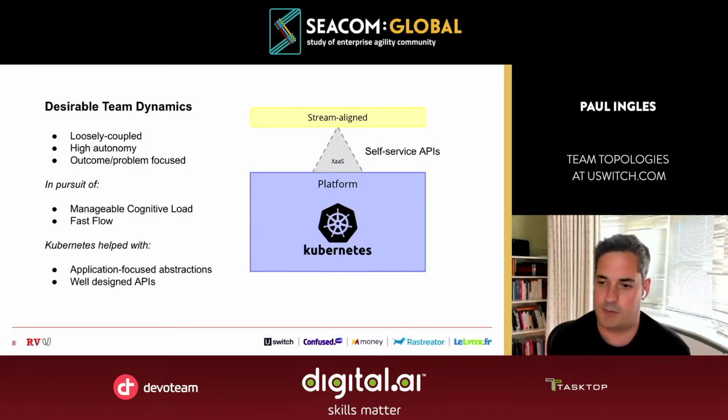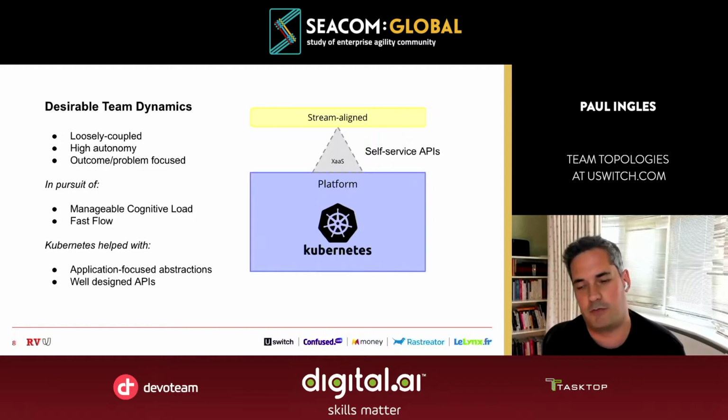So in the early days, we had maybe 2 to 3 people working on this platform team that were operating Kubernetes and building services and tooling around it. And they provided self-service APIs out to the different Streamline teams across the company. And all of that was in support of the team dynamics that we had become used to. So loosely coupled teams, high autonomy, focused on specific problems and outcomes, and in pursuit of fast flow, manageable cognitive load. And Kubernetes really helped with the abstractions and the APIs.